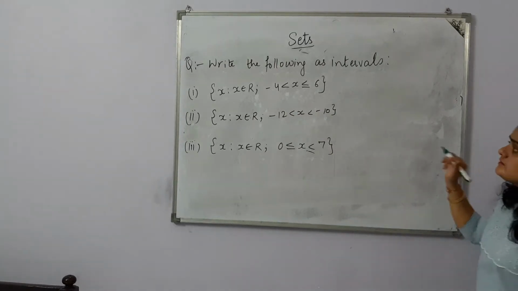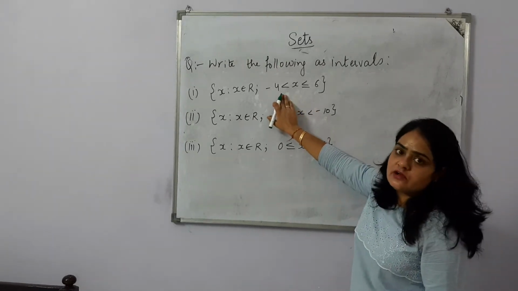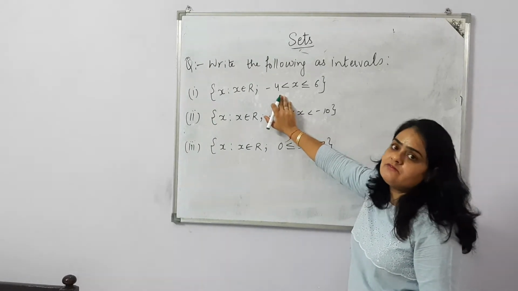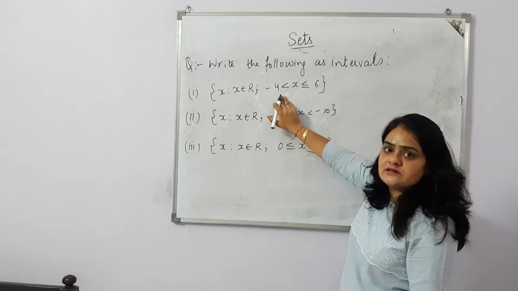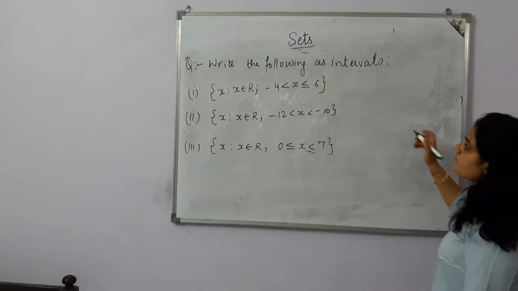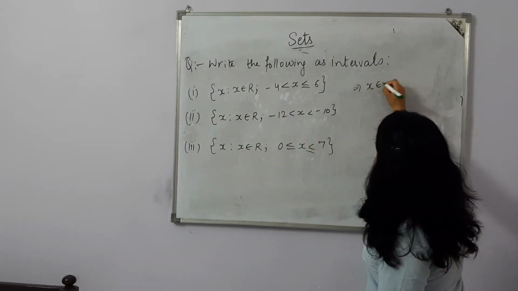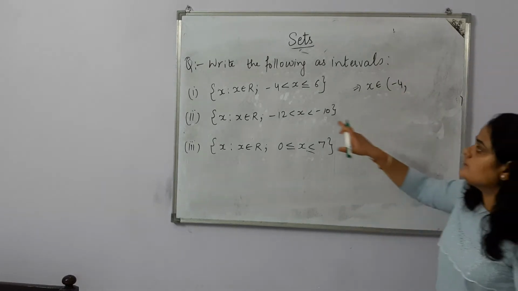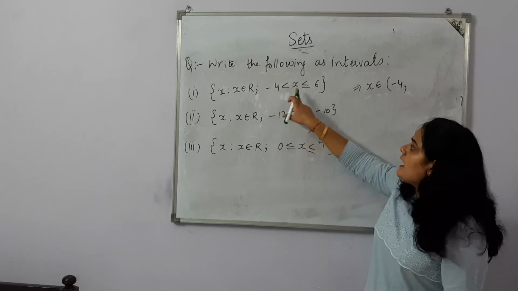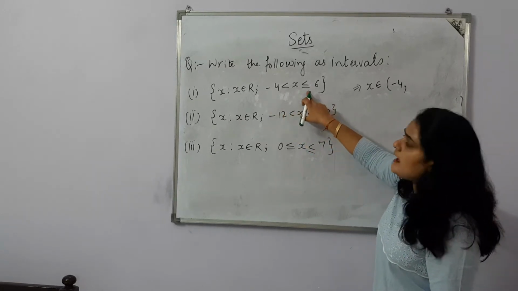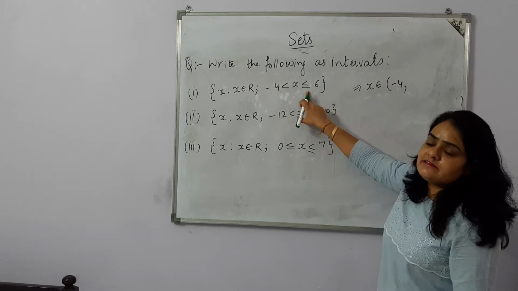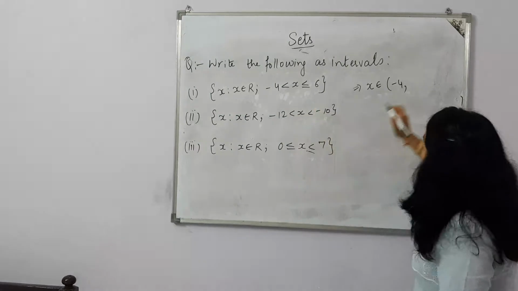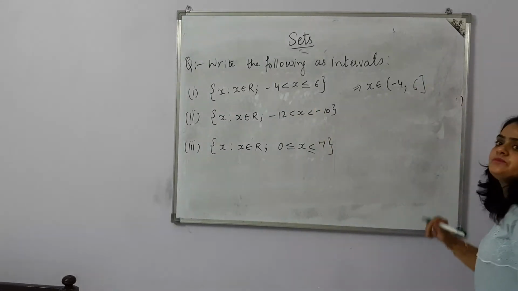Now x is greater than -4. -4 is not included. So whenever inclusion is not there, we'll use an open bracket, and whenever inclusion is there, we'll use a close bracket. We learned this in the previous video even. So x belongs to open bracket -4, open interval, just because -4 is not included, and it is less than or equal to 6. That means 6 is included here. So we'll use 6 with a close bracket.